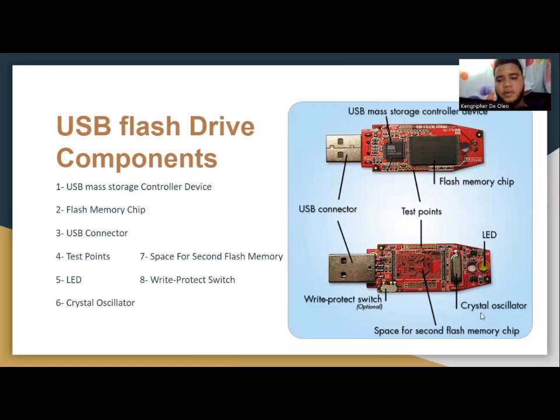In number 6, we have the crystal oscillator. And number 7, we have the space for a second flash memory chip. This is basically available if you want to add another memory chip to expand the capacity of your USB drive. And here we have the write protection switch. This is optional.